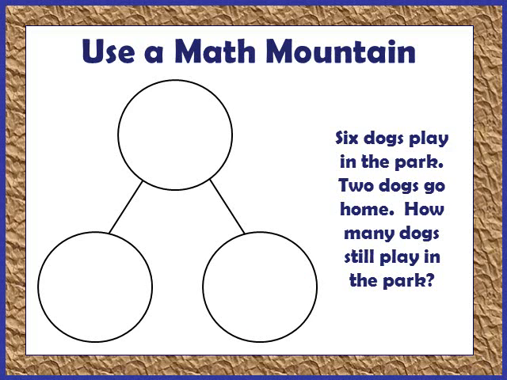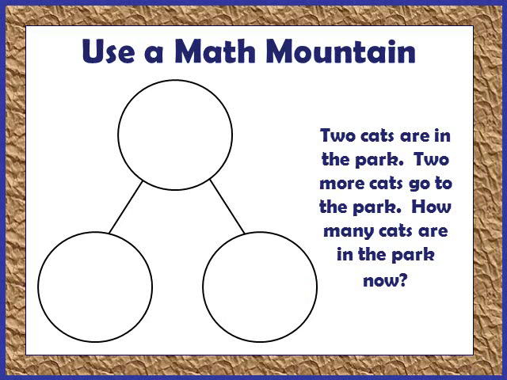Let's take a look at another math mountain. 6 dogs play in the park. 2 dogs go home. How many dogs still play in the park? Well, we know our whole amount is 6, so we really want to emphasize the fact that our whole or total amount always goes at the top of our math mountain. To find how many dogs are still in the park, we would take away 2 that went home, and we would see that 4 dogs are still left in the park. And of course, this is one of those problems that requires an action, and we are physically moving the parts to show that action.